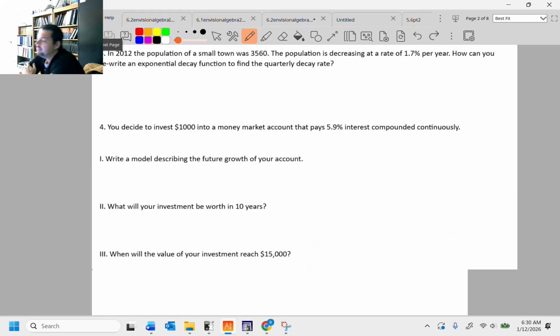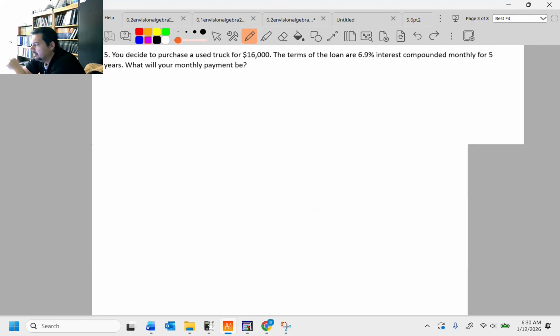Alright, in 2012, see, no, I don't want to do that one. I don't want to do that one either. Even though what I'm doing here is not technically correct, because the real formula is a little more intimidating. You decide to purchase a used truck for $16 grand. The terms of the loan are 6.9% interest compounded monthly for 5 years. What will your monthly payment be?